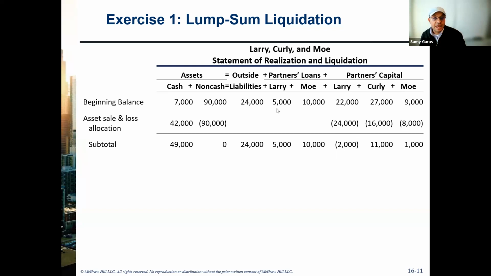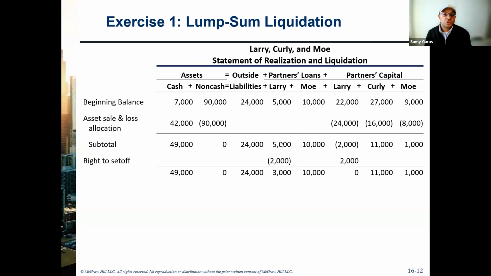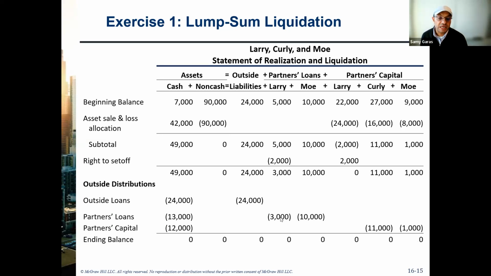The good thing is that Larry has a loan. So how about we reduce his loan, and this will cover up the deficit, and this is what we do here. So his loan will become 3,000, and Larry's deficit will be covered, and his final balance of capital is 0. Then we pay the loan to the outsider, 24,000. Then we pay the loan to the insider, 3,000 to Larry, 10,000 to Mo, and the final balance will be distributed to Curly and Mo. And this is what we mean by the statement of realization and liquidation.